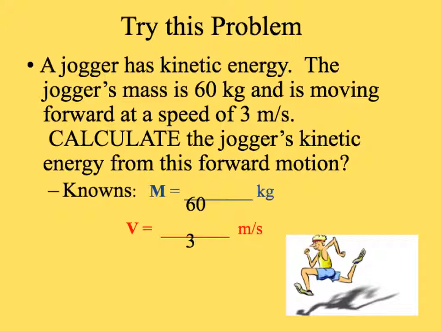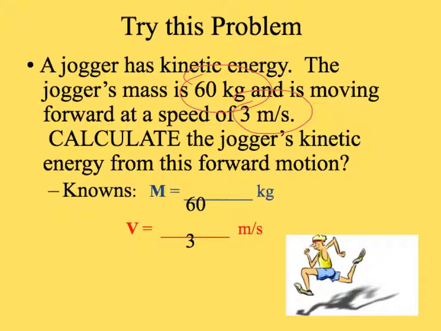So, first let's figure out, in this problem, what we already know. We're dealing with a jogger. That jogger has a mass of 60 kilograms and is moving forward, so that's our speed, at 3 meters per second. What you need to do is calculate the kinetic energy of the jogger. So pause the video, see if you get the right answer.